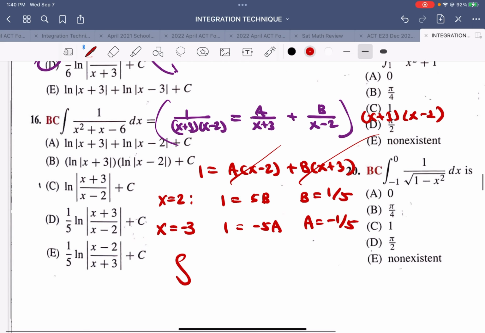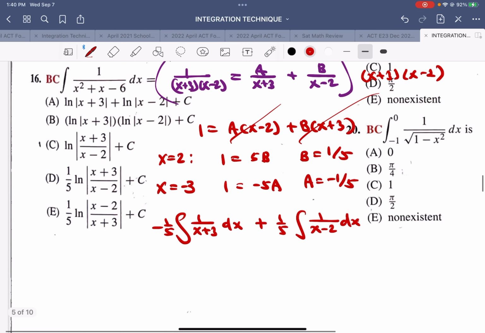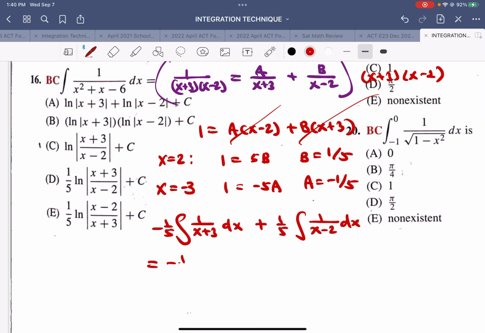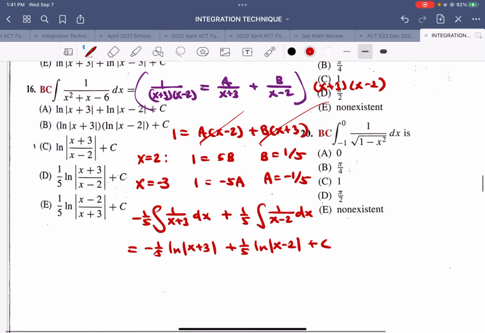So now that becomes, A was negative 1 over 5, you can take it in the front, 1 over x plus 3 dx, plus B is 1 over 5, you can take it also, 1 over x minus 2 dx. Okay, so there will be negative 1 over 5 ln of x plus 3, plus 1 over 5 ln of x minus 2, plus C. Looks like they combine again.